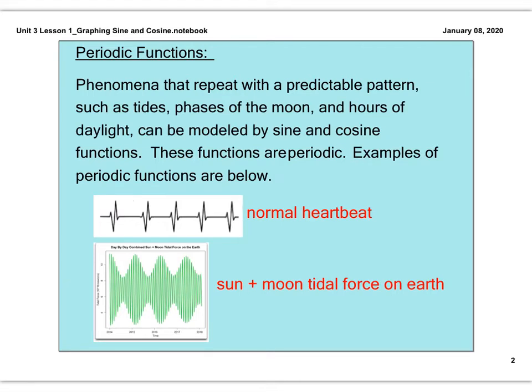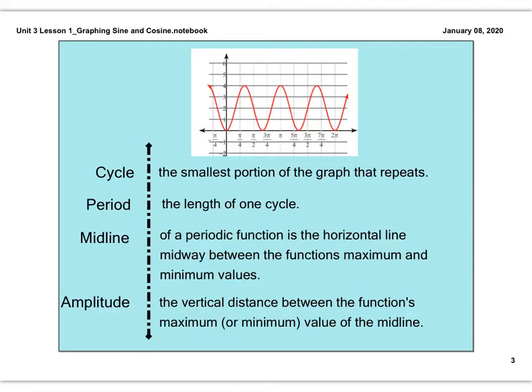Like you can see in this normal heartbeat, if you were just lying in bed resting and had a resting pulse, your heartbeat would be pretty steady and it would keep repeating that same graph over and over. Same with the sun plus moon tidal force on the earth. We continually repeat the same rotation around the sun, which causes the tidal force to change on the earth in the same motion over and over again. So these are periodic functions.